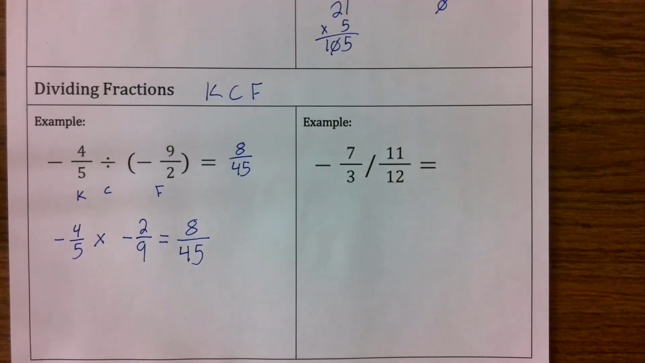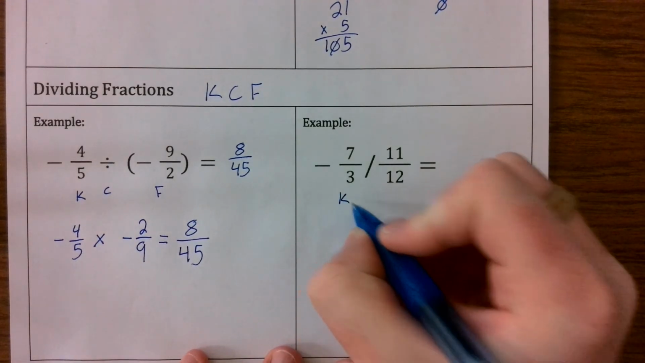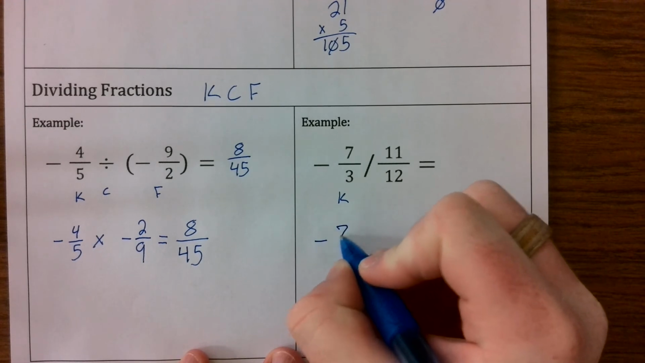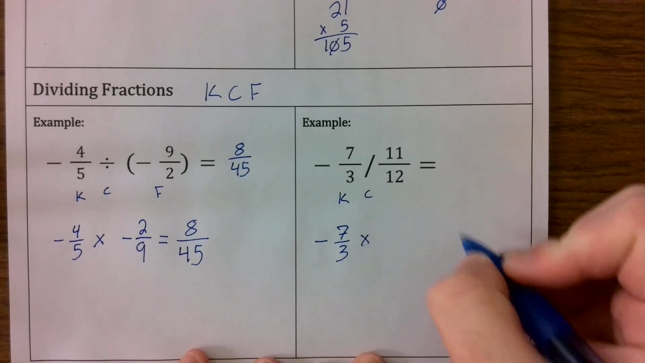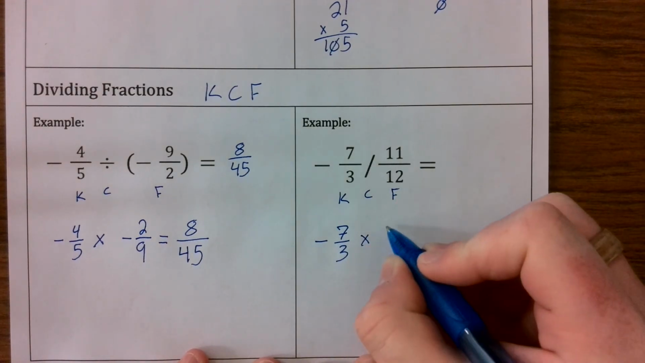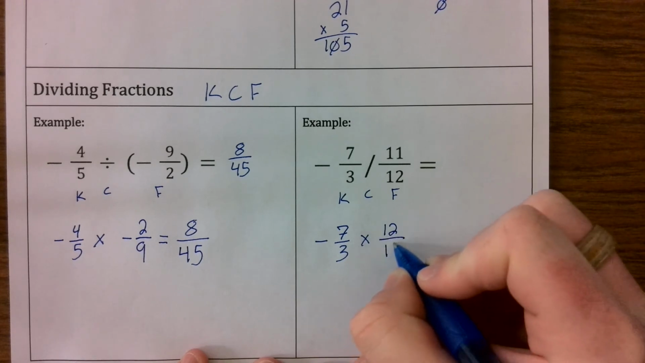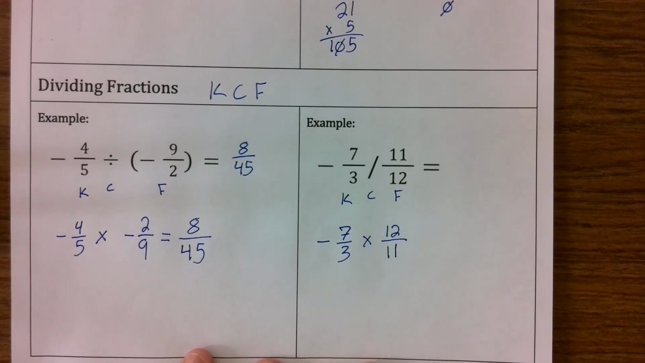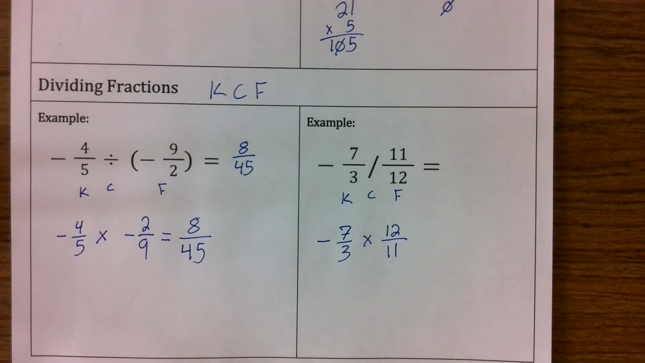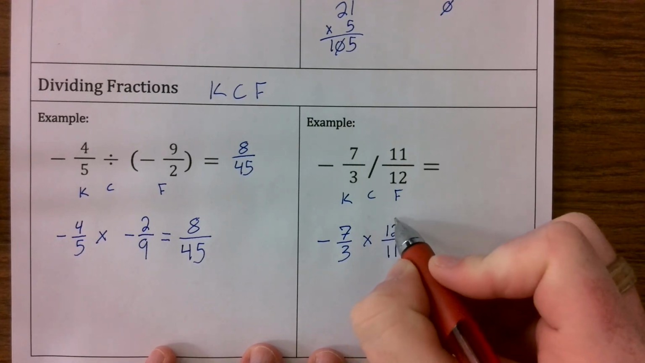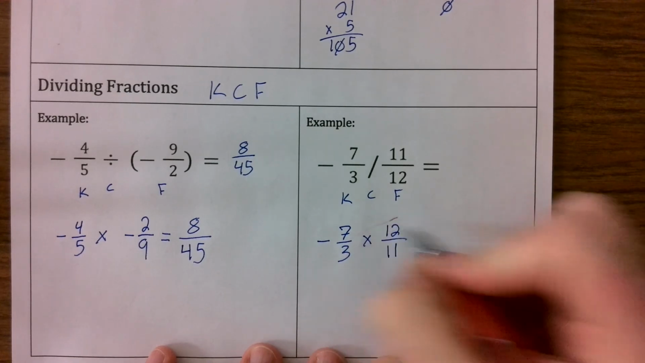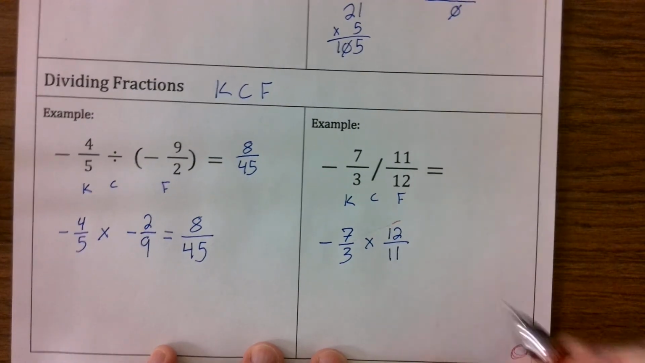All right, here we have negative 7/3 divided by 11/12. We're going to keep negative 7/3 the same. We're going to change division to multiplication. And we're going to flip positive 11/12 to be 12/11. I'm going to switch colors here to red. Make this a little easier to see. And we're going to go with the cross cancel method.